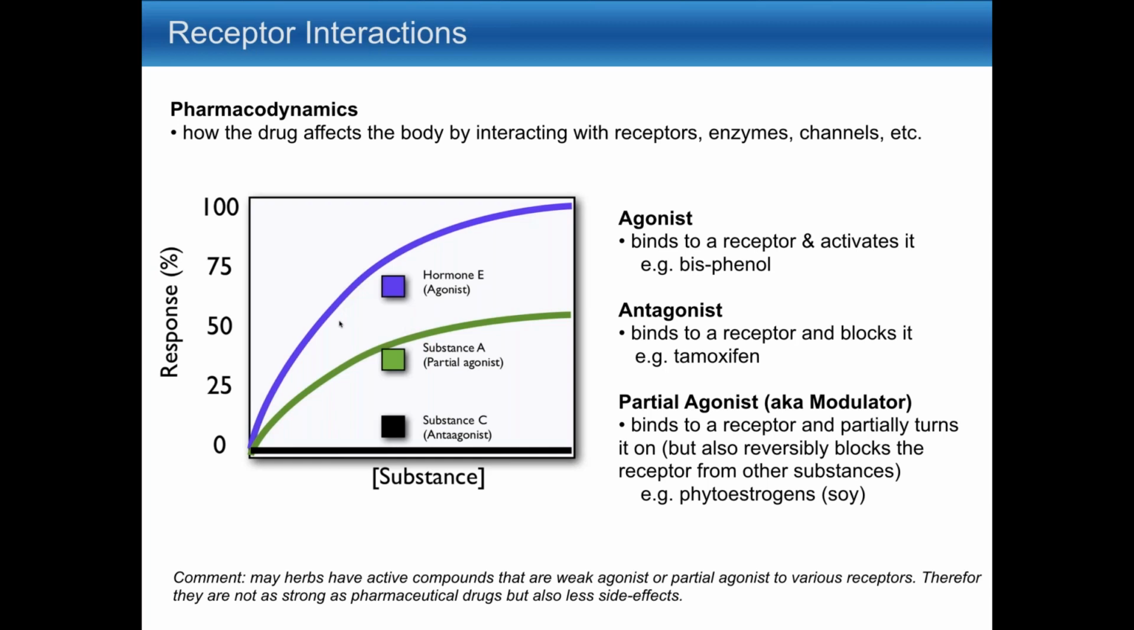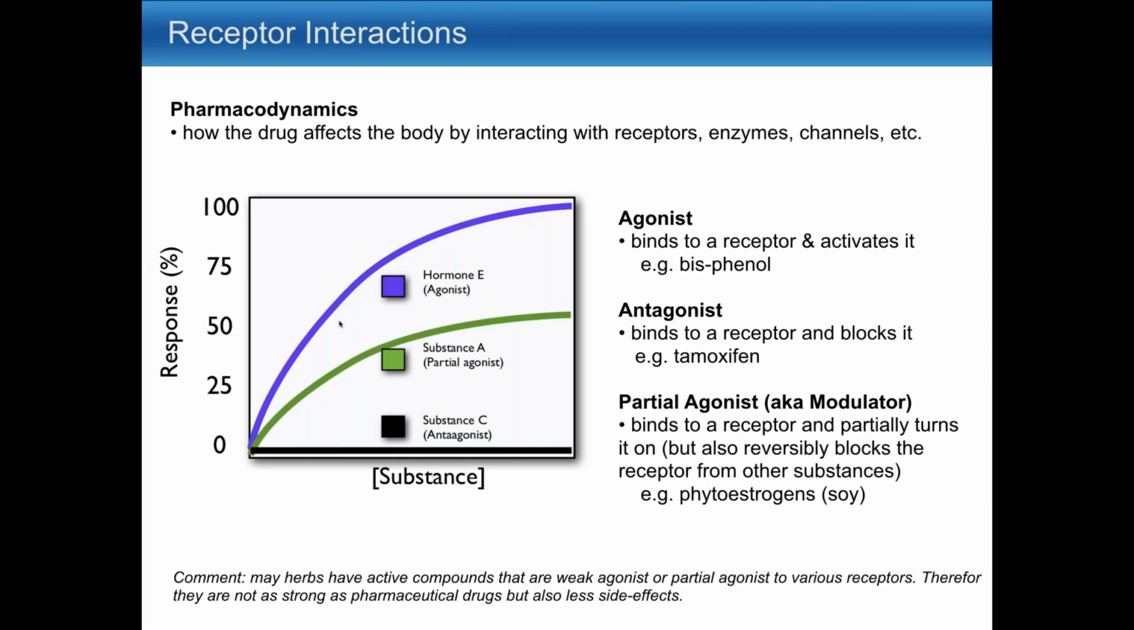Or if it targeted an enzyme, it might block that enzyme, preventing it from functioning. So, for example, a lot of anti-inflammatory drugs will target the cyclooxygenase enzyme. If it blocks the cyclooxygenase 2 enzyme, it reduces the production of prostaglandins involved with inflammatory processes in the body. Okay, so if it blocks it, it's called an antagonist.